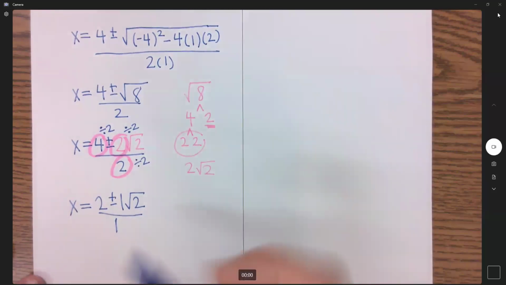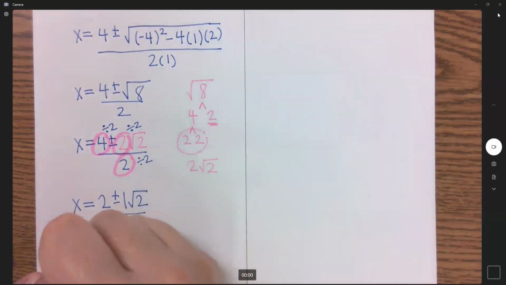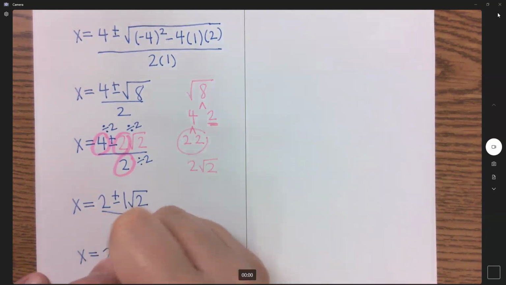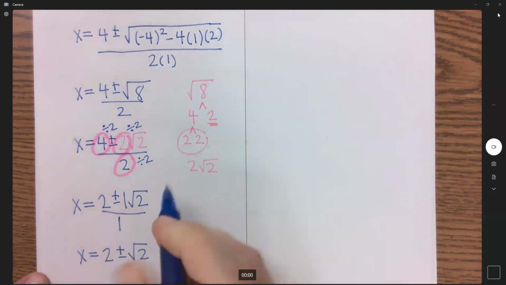This is a fine answer. We really don't need either of these ones. So my actual final answer is 2 plus or minus the square root of 2.